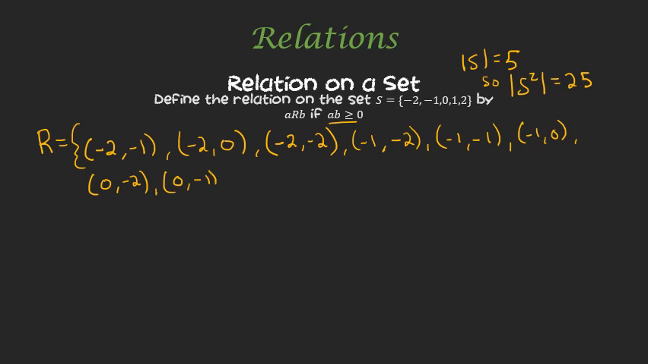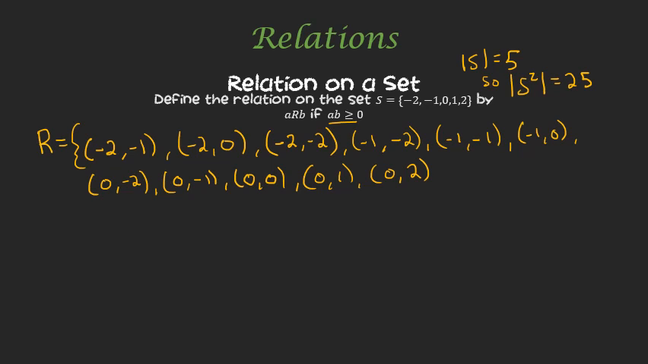0 is related to -1. 0 is certainly related to itself. 0 is related to 1. 0 is related to 2. So 0 is related to every single element in the set.